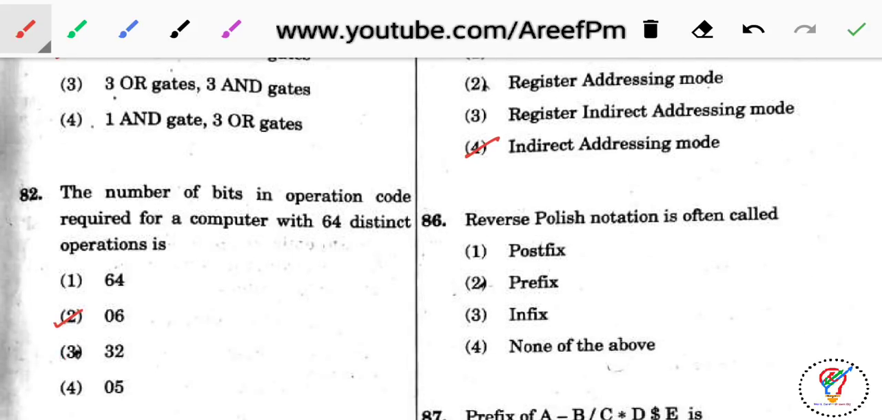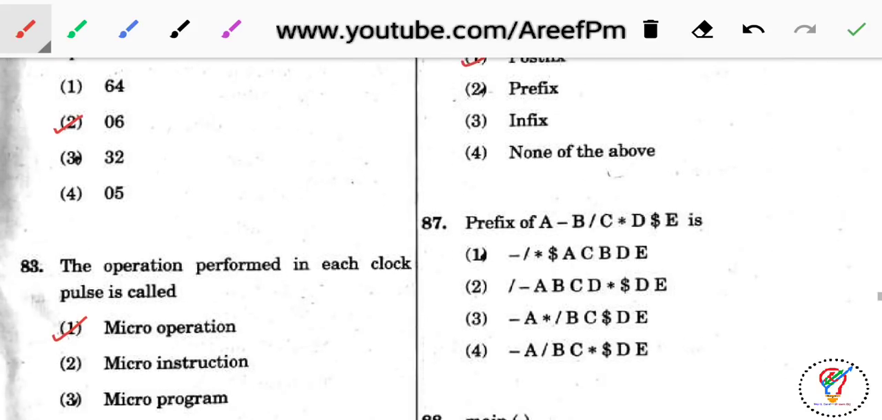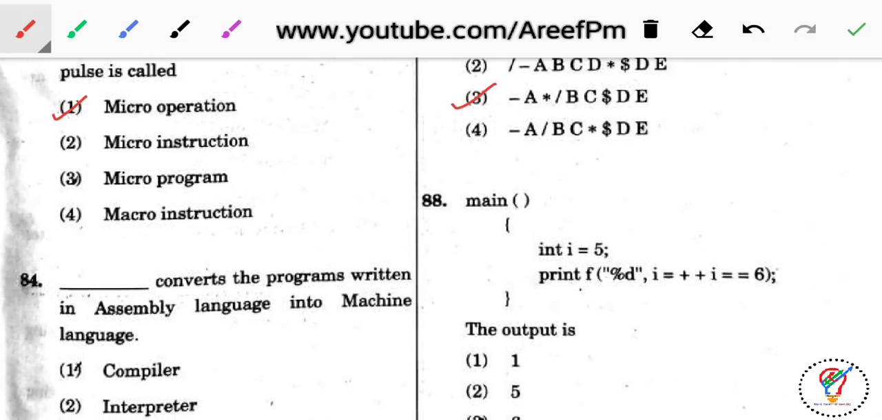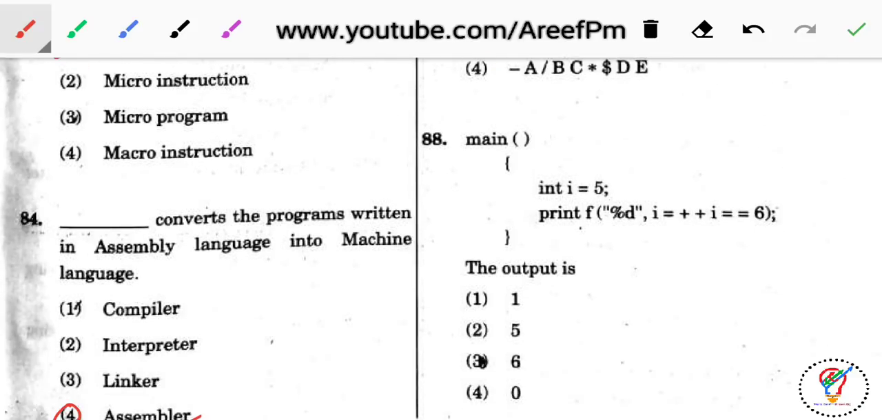86, reverse Polish notation is often used in postfix. It is postfix. Now the prefix of a minus b slash c into d $ e is, so 87 it is option 3. You can go for prefix and postfix, you can solve this. Now next, 88. Here you have a given program: main, int i is equal to 5. printf percentage d, i plus plus is equal to 3. When i goes to 6, it has to run the program and the output is going to be 1 here.